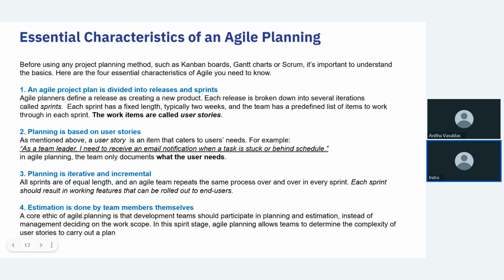And finally, you have estimation done by the team members themselves. So in Agile, the team will decide how much work they can handle, and the team will estimate how difficult the task is before starting on it. Okay. And finally, they will make the planning so that it is more realistic and fair.